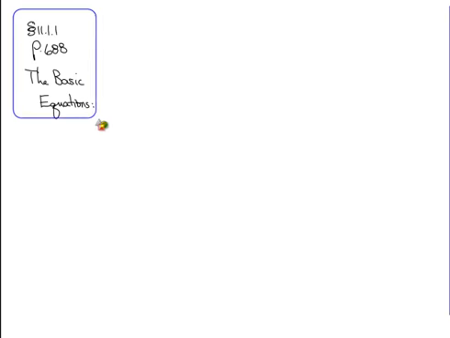Okay, so we're going to talk about section 11.1, part 1 today. That begins on page 688. And we're talking about what the book refers to as the basic equations. What we're really talking about in this chapter is the heart of analysis in mathematics.